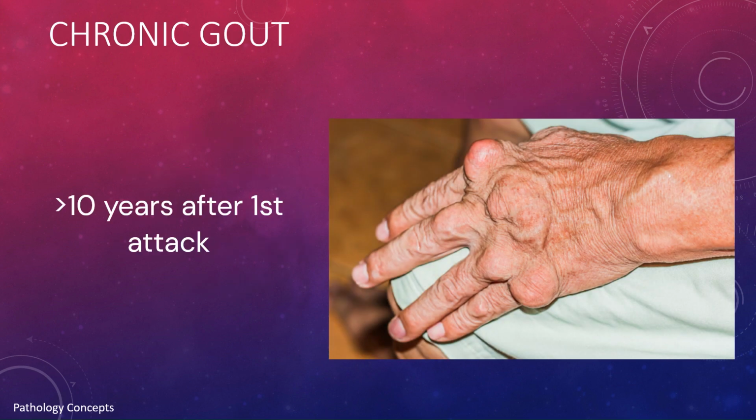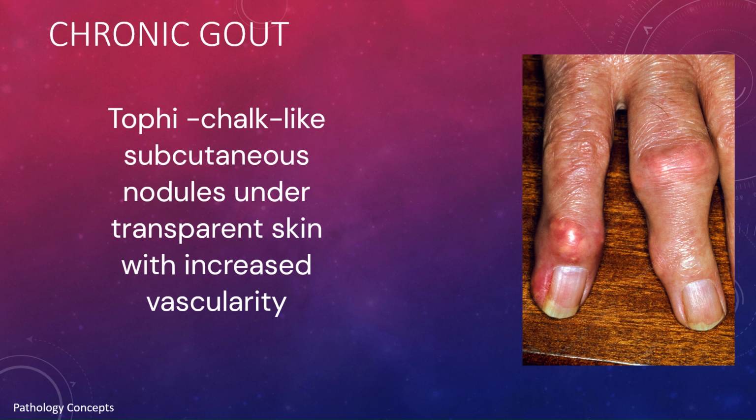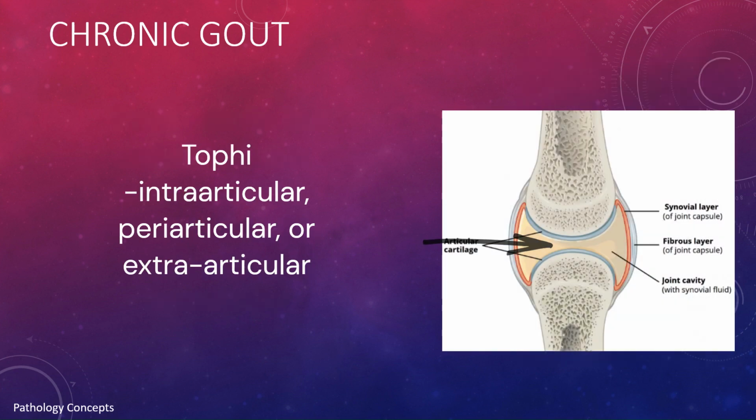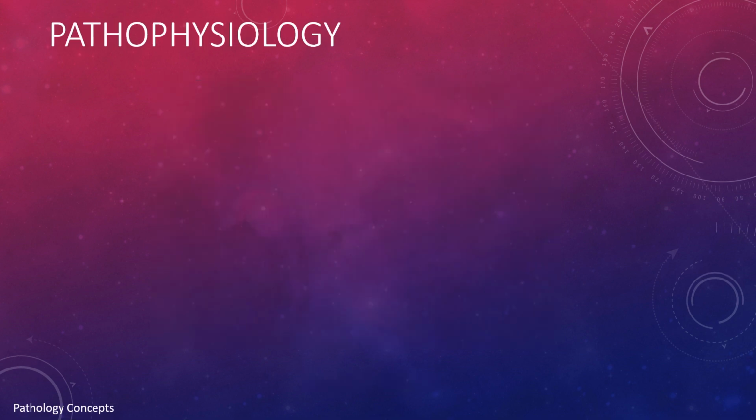Chronic gout. Chronic tophaceous gout usually develops 10 or more years after an acute attack. Gouty tophi are foreign body granulomas around deposits of MSU crystals. They appear as chalk-like subcutaneous nodules under transparent skin with increased vascularity. Tophi may be intra-articular, periarticular, or extra-articular, the most common sites being the digits of hands and feet, knees, and the olecranon bursa. Now let's learn about pathophysiology.